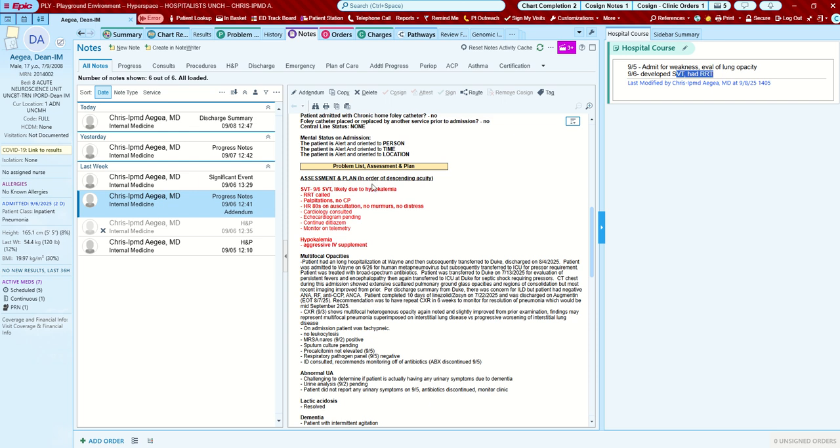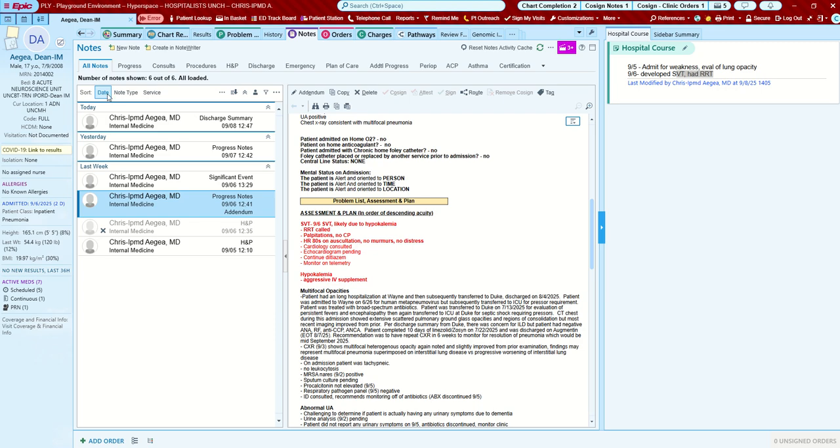I want more details, I go to the actual progress note. I got all the details that I want. If there was an RT, there should be a significant event note.